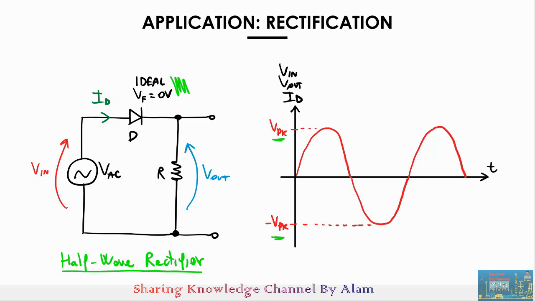The goal of this circuit is to take an alternating current and convert it into a direct current. An alternating current is a current whose direction of flow changes with time from positive to negative. If you imagine that we replace the diode with a short, like this, the resistor will be in parallel to the AC voltage generator, hence the current will continuously change between positive and negative. So the current will be something like this, where the peak here will be equal to V peak divided by R. And this peak here will be equal to minus V peak divided by R, as per Ohm's law.